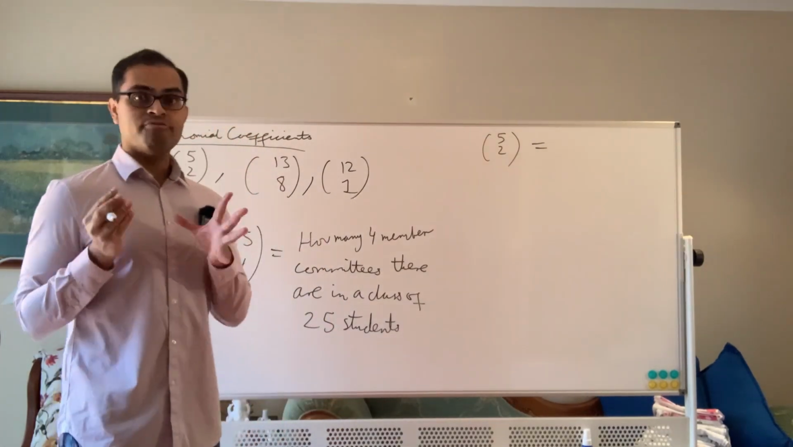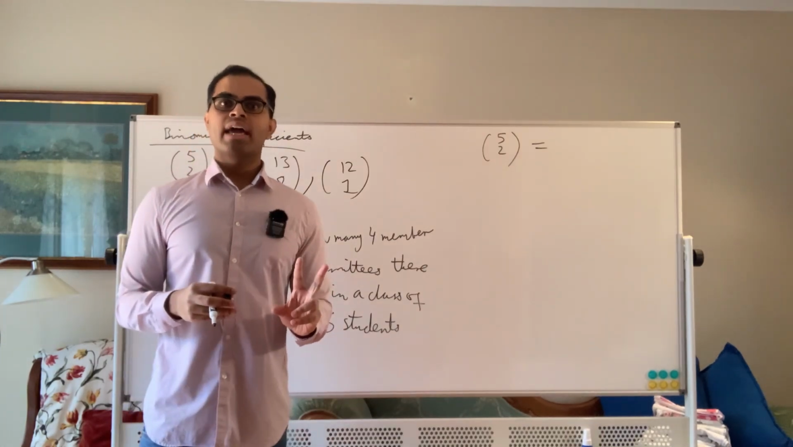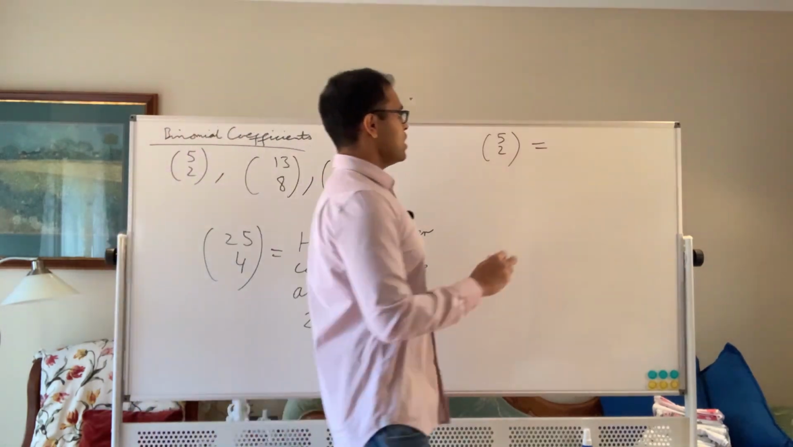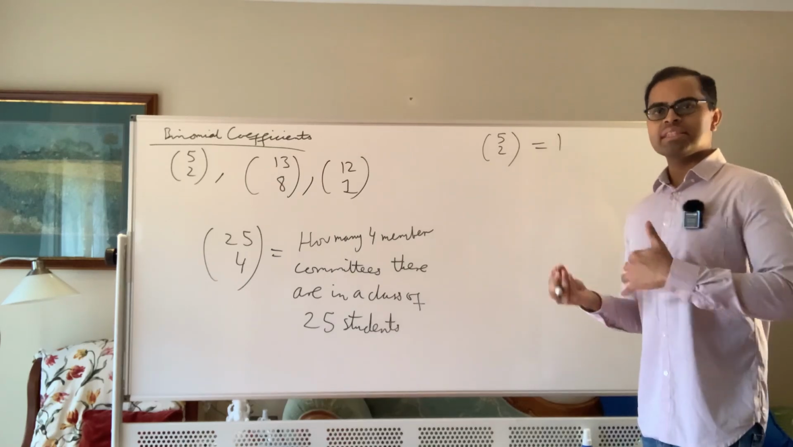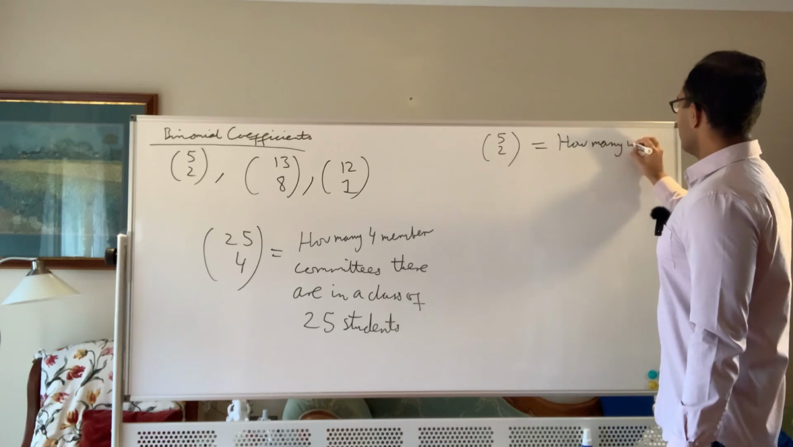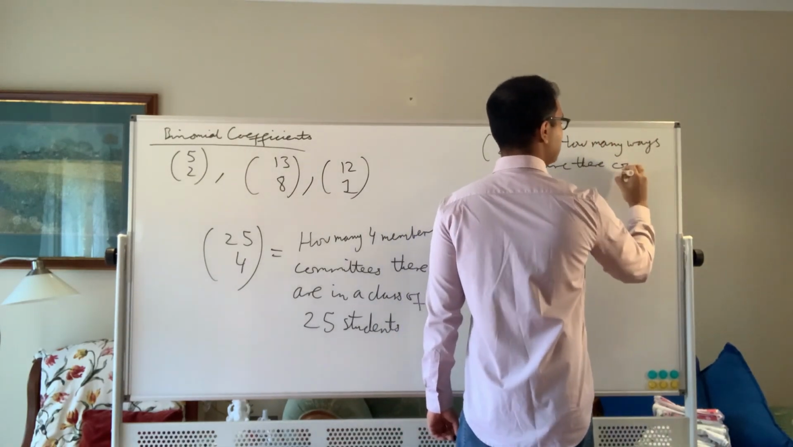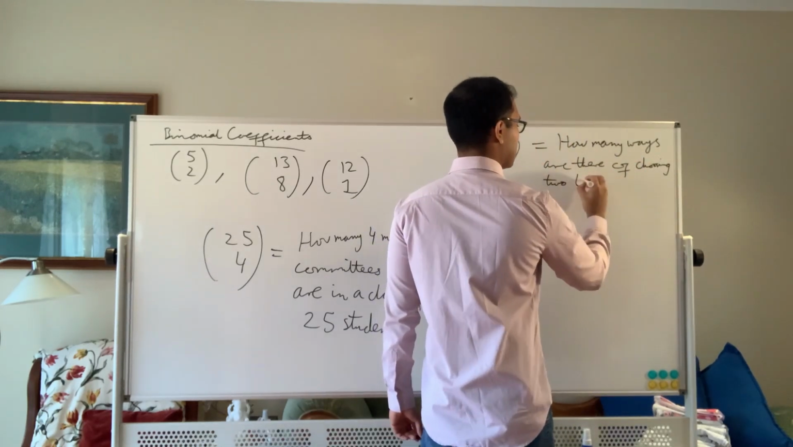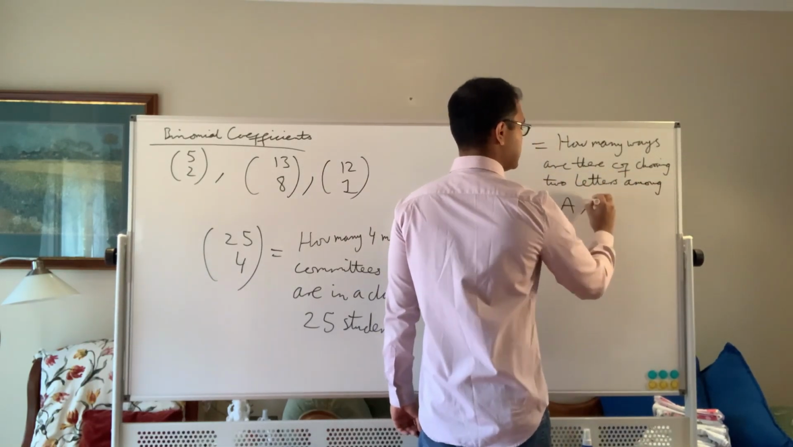So for example, if you have 5 letters of the alphabet, like A, B, C, D, and E, how many ways are there of choosing 2 different letters from those 5? Okay, so I'm going to write it out. It's the same kind of thing. It's just a different way of phrasing it, but it's the same answer. So how many ways are there of choosing 2 letters among A, B, C, D, and E?